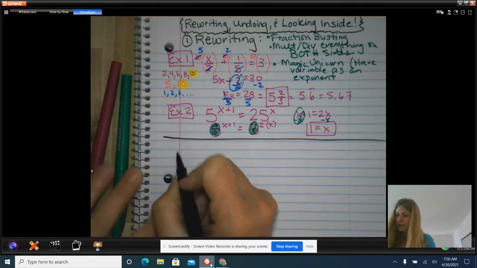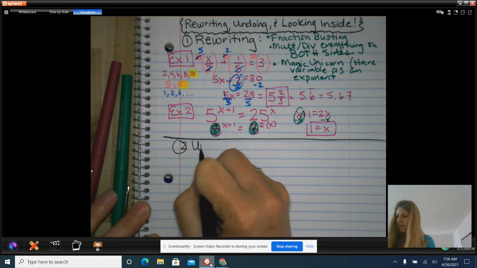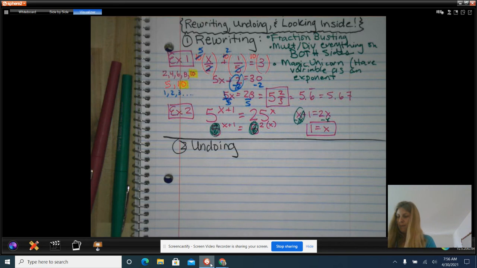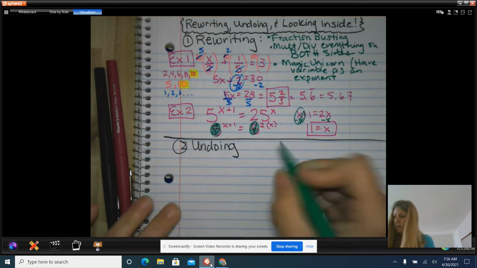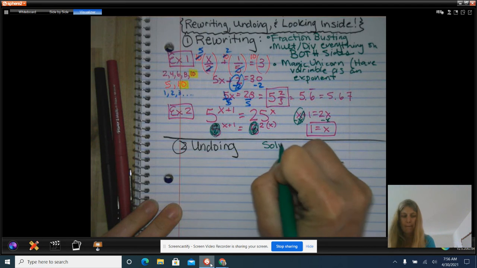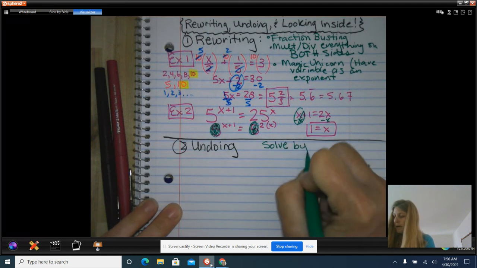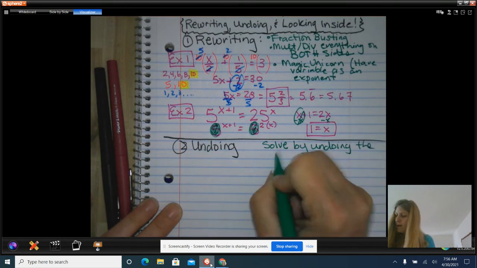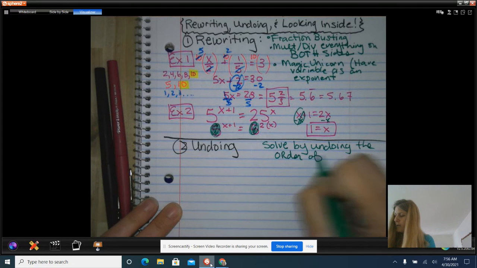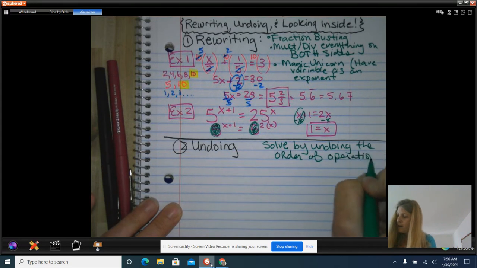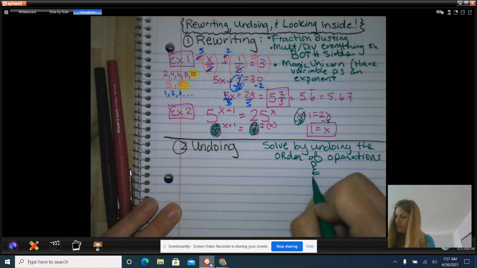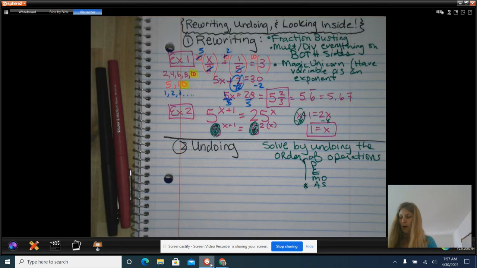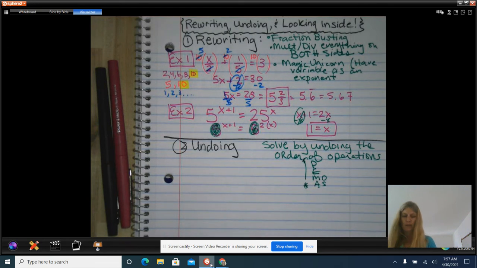Okay, our second technique is undoing. And this is basically how we've been solving all of our equations in the past. So our undoing is simply to solve by undoing the order of operations. So basically we have our order of operations, but we're going to start down here and we're going to work up backwards. So we're going to undo addition, subtraction, undo multiplication, division, etc.